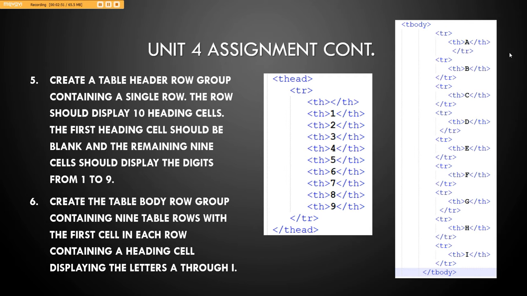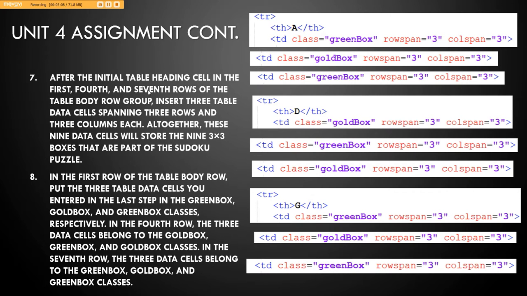And then you're going to create the table body. In the body, you're going to have 9 table rows. So these are table rows, and you're going to have them A through I. And then, of course, the end of the body. Next, after the table heading, the first, 4th, and 7th. So A is the first, D is the 4th, and G is the 7th. You're going to insert 3 table data cells spanning 3 rows.